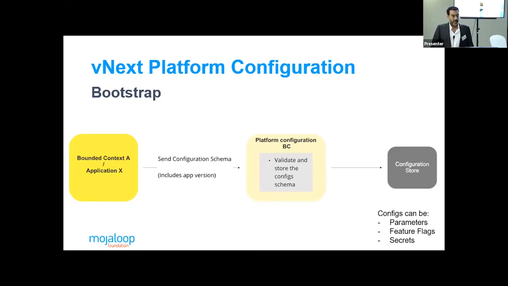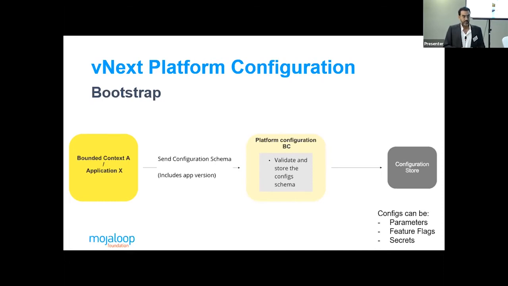One of the things that happens during this bootstrap process is the sending of the configuration schema for that application. Essentially, that application is telling the platform configuration, in order to work properly, I have a bunch of configuration values, configuration parameters, and these are the types of the configuration parameters. They can be a parameter like a Boolean, a string, a number, for example.